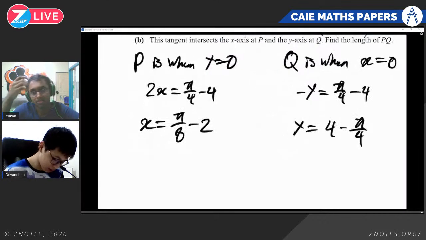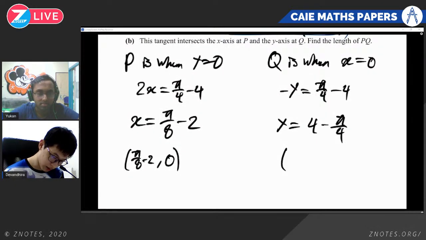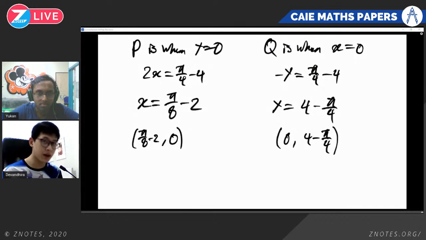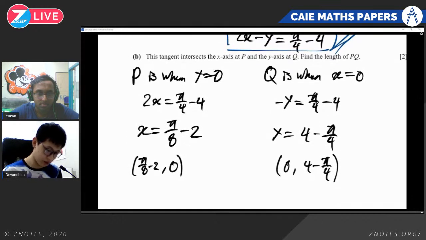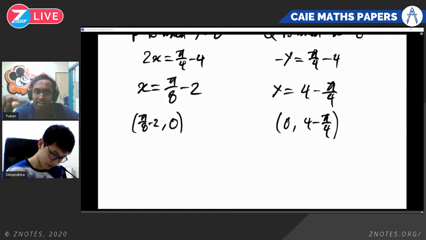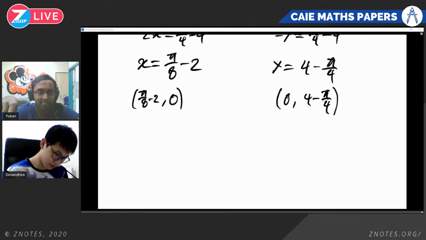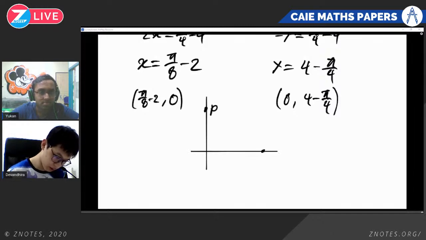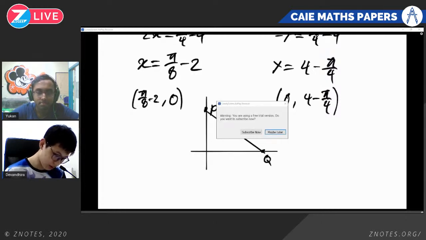All right. So let's write it in terms of coordinates. We have pi over 8 minus 2, 0, and 0, 4 minus pi over 4. So how can we find the length here? The length of PQ. So if we draw a line, we can find that the change in y and the change in x gives us a right angle triangle. So we can use the Pythagorean formula. Exactly. So if we were to draw P and then Q here, you'll make this line right here, right? We can just use the Pythagorean formula.